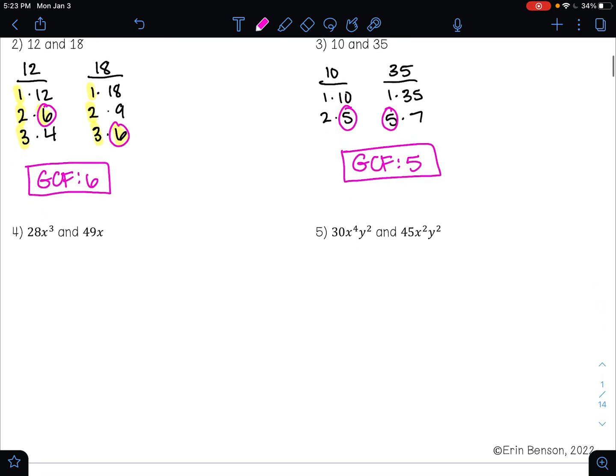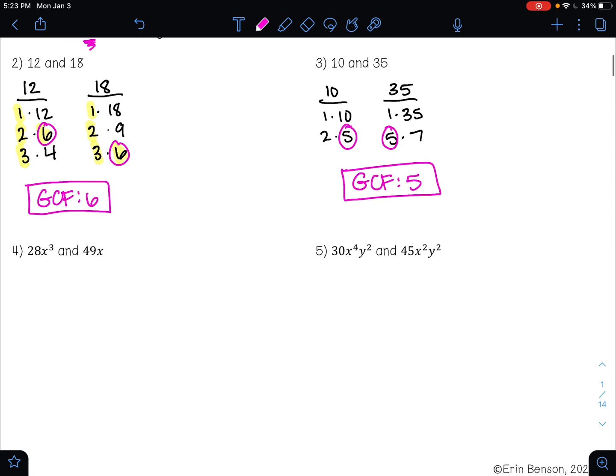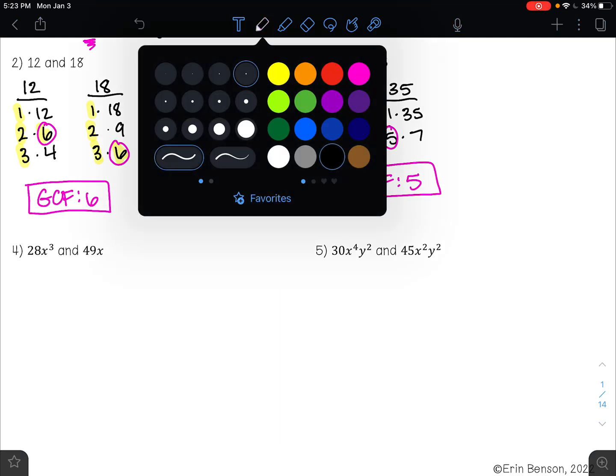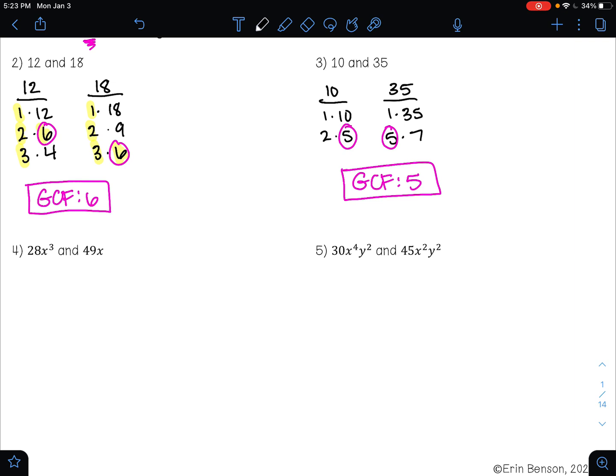We are going to do the same exact process with examples 4 and 5. Now, don't freak out because there's variables there. It's going to be the same exact process, and I'll show you with example 4. On example 4, I want to list the factors of 28x cubed. Let's just start with the factors of 28. The numbers that multiply to 28 are 1 times 28, 2 times 14, 4 times 7, and that's it.